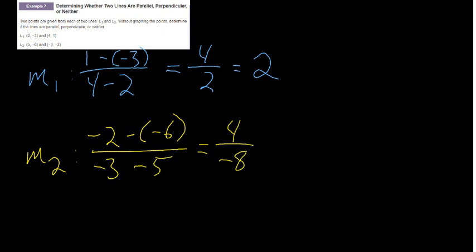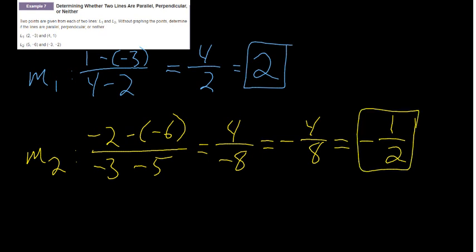If we simplify this, let's go ahead and put the negative in front, because I really want you to get into a habit of doing that. So we have a negative 4/8, or in other words, a negative 1/2. Let's go ahead and box these in here.